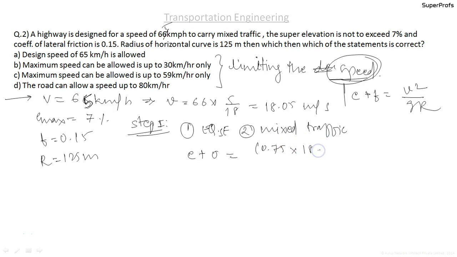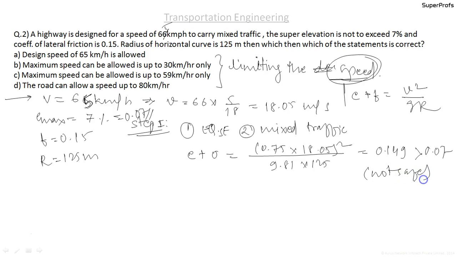So F equal to 0 for equilibrium super elevation, and for mixed traffic, e = 0.75 V square upon GR. Small v square is 18.05 square upon 9.81 into 125, which gives the value of small e as 0.149, which comes out to be greater than 7%, that is 0.07. Here 7% stands for 0.07. So which is not safe. So move on to step number 2.